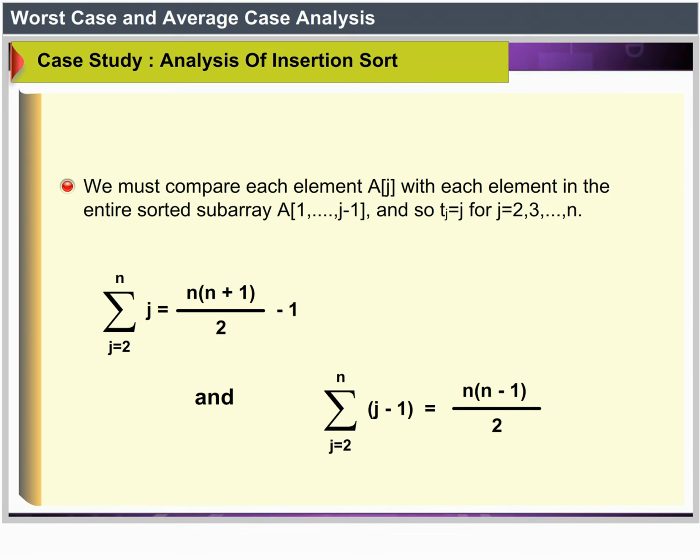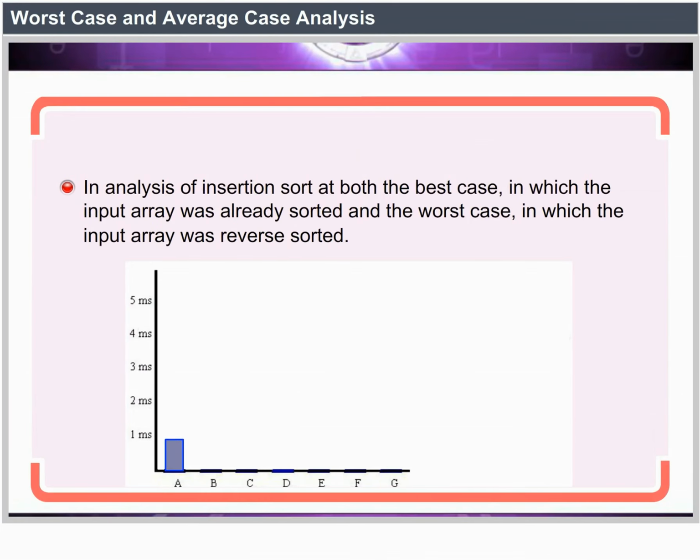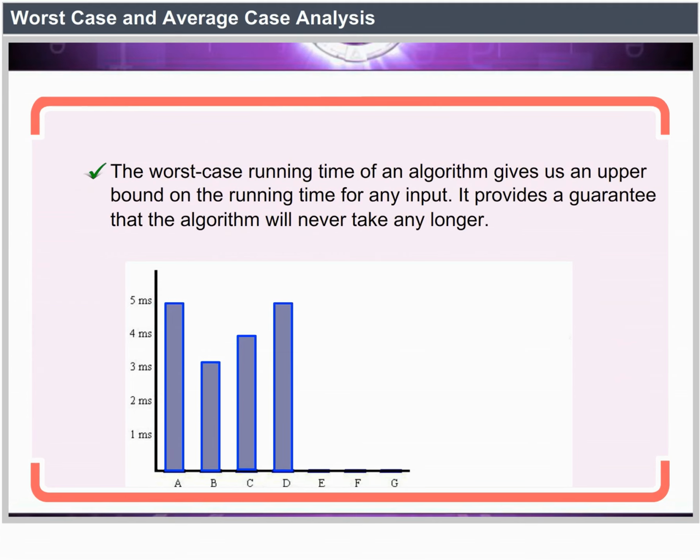In insertion sort, the running time of an algorithm is fixed for a given input. In the analysis of insertion sort, we looked at both the best case, in which the input array was already sorted, and the worst case, in which the input array was reverse sorted, the longest running time for any input of size n. We usually find only the worst case because there are 3 reasons for this orientation. The worst case running time of an algorithm gives us an upper bound on the running time for any input. It provides a guarantee that the algorithm will never take any longer.